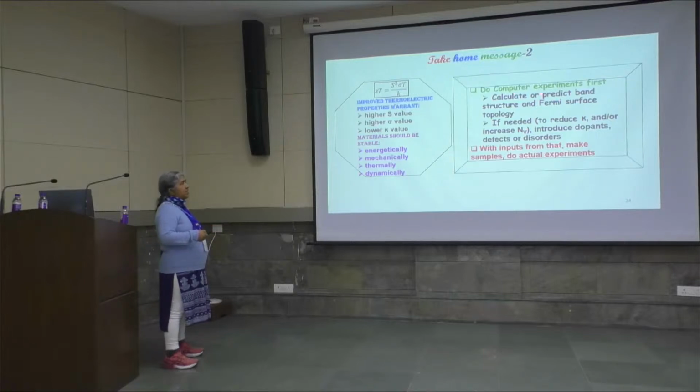So you can calculate or predict band structure, Fermi surface topology, and if needed to reduce kappa, you introduce dopants, defects, and disorders to take care of the phonon part of it. The electronic part, as I said, depends on the sigma, so you cannot control it much, but you can control the phonon part. To reduce kappa, you can work on the samples. So with inputs from that, you make your sample and do actual experiments. So that will be the take-home message from this talk.